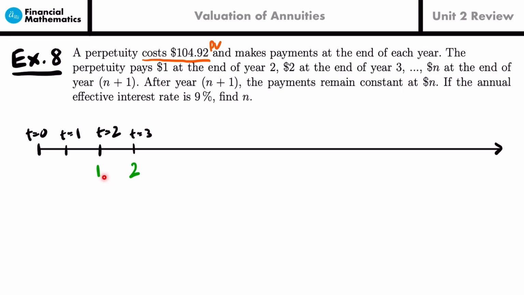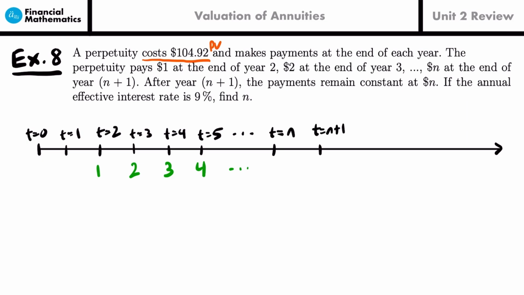We're going to have an increase of $1 for each payment up until time n plus 1. So let me draw in a couple more here. Let's do time equals 4. We'll have a payment of $3, and at time equals 5, we have a payment of $4. All right, now that pattern will continue on, so I'm going to skip ahead until we get to time t equals n, and then t equals n plus 1.